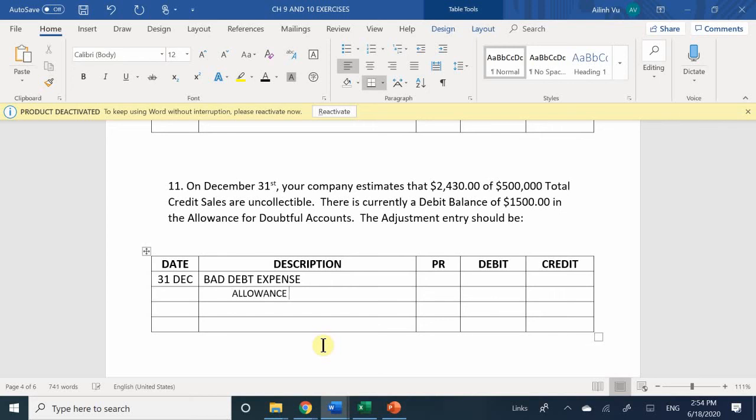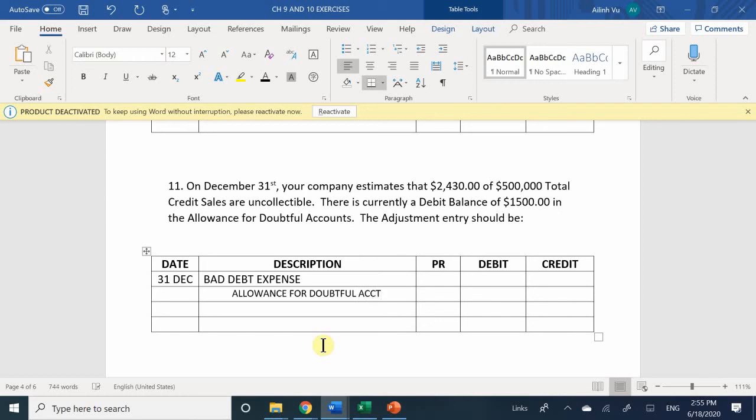Let's read it again. On December 31st, your company estimates that $2,430 of its $500,000 total credit sales is uncollectible. Total credit sales is the key phrase, right? Yes. So you're going to subtract that, and you have a debit balance, so debit's add.